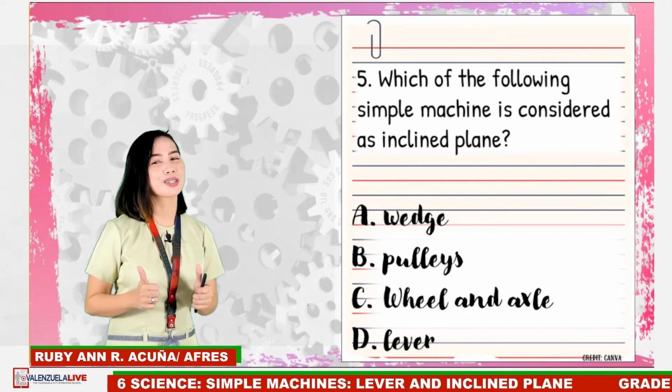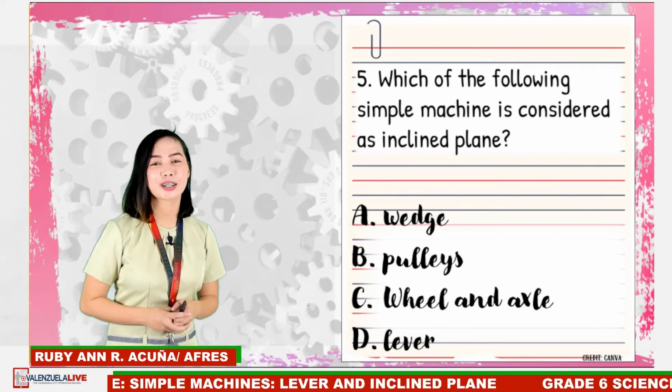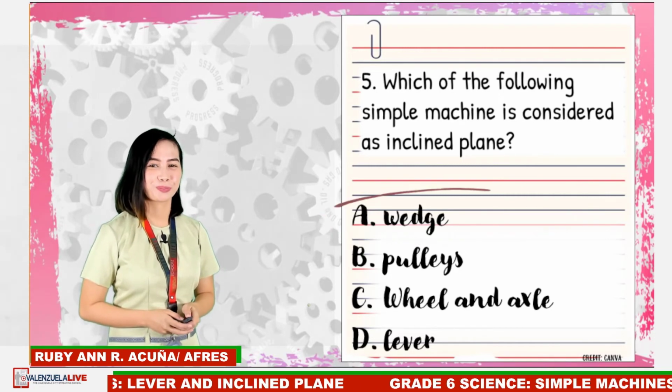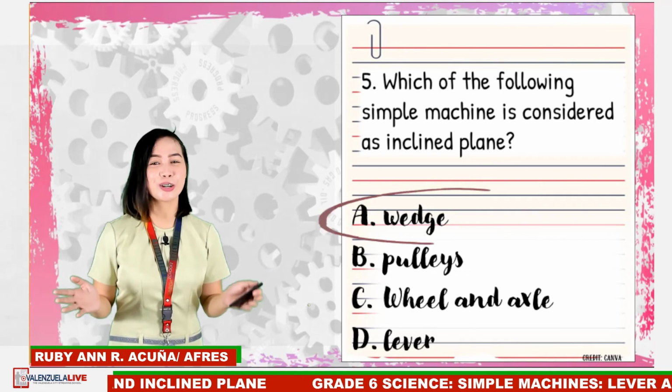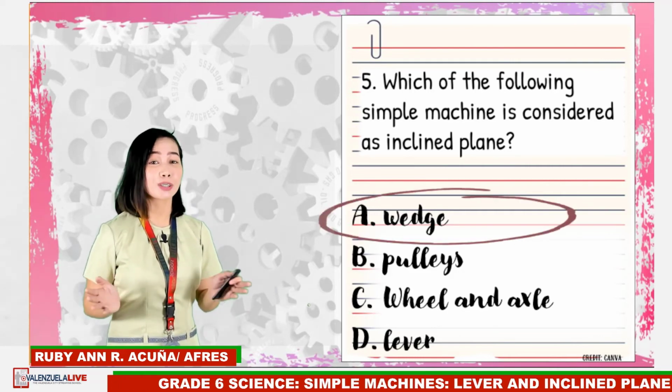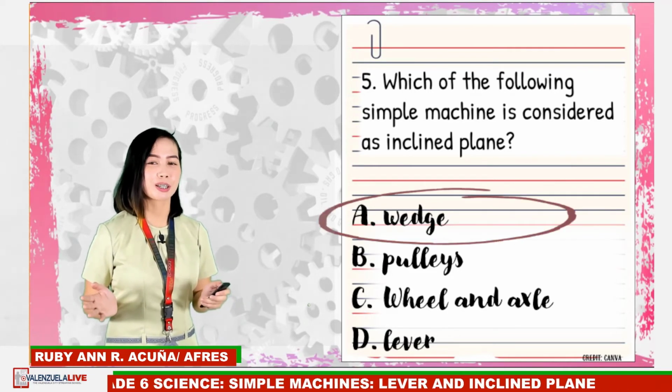Good job, grade 6. The answer is letter A, wedge. Very good, grade 6 learners. I know that you really understand our lesson for today about simple machines.